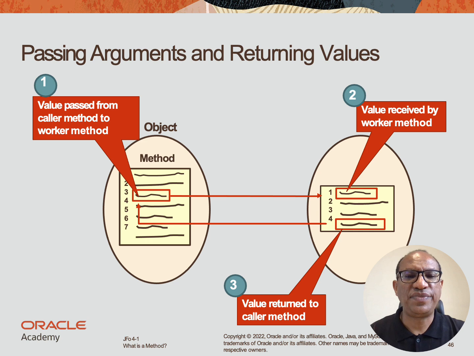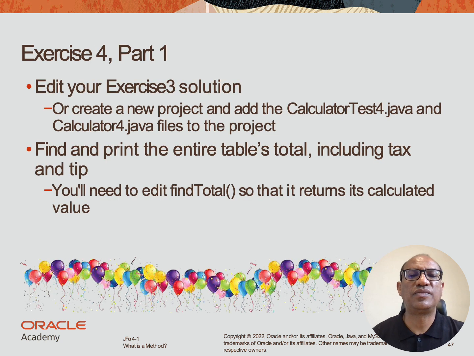Here is how it works. When you pass values into a method, they get assigned to parameters. Inside the method, you calculate a result. Then that result gets returned back to wherever the method was called. Exercise 4 will have you return the calculated total and store it. From there, you will add the values together to get the grand total for the table.